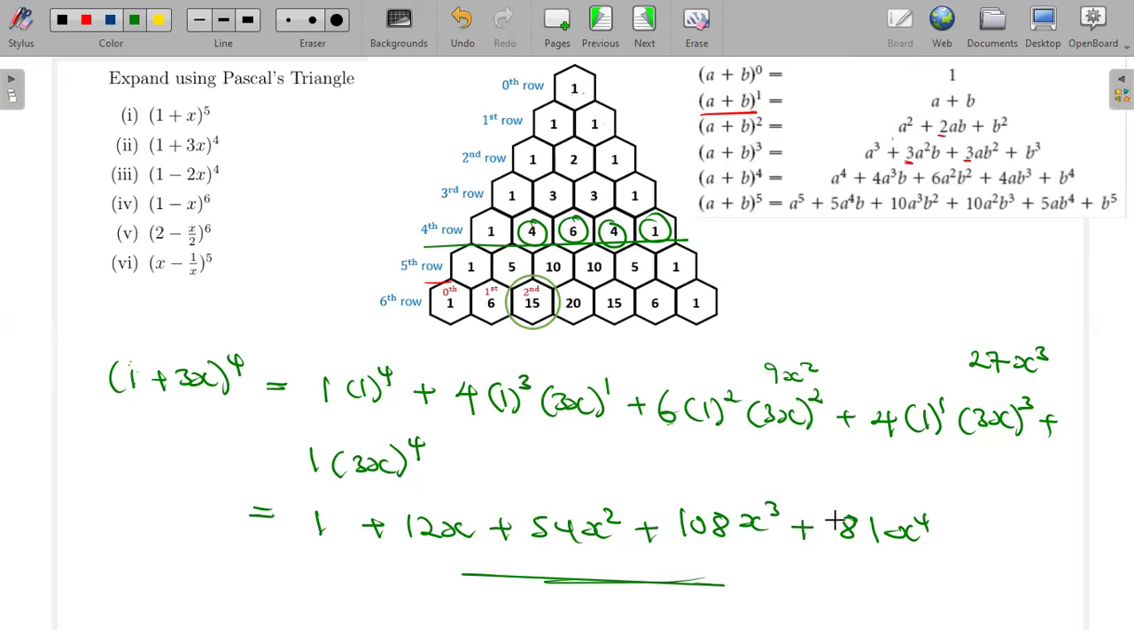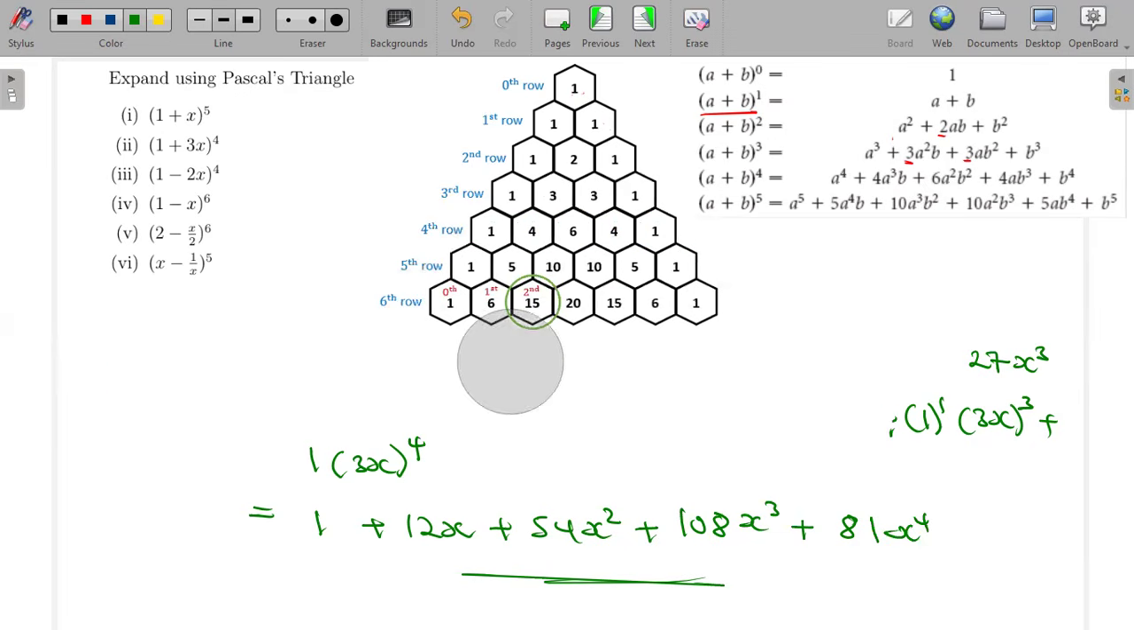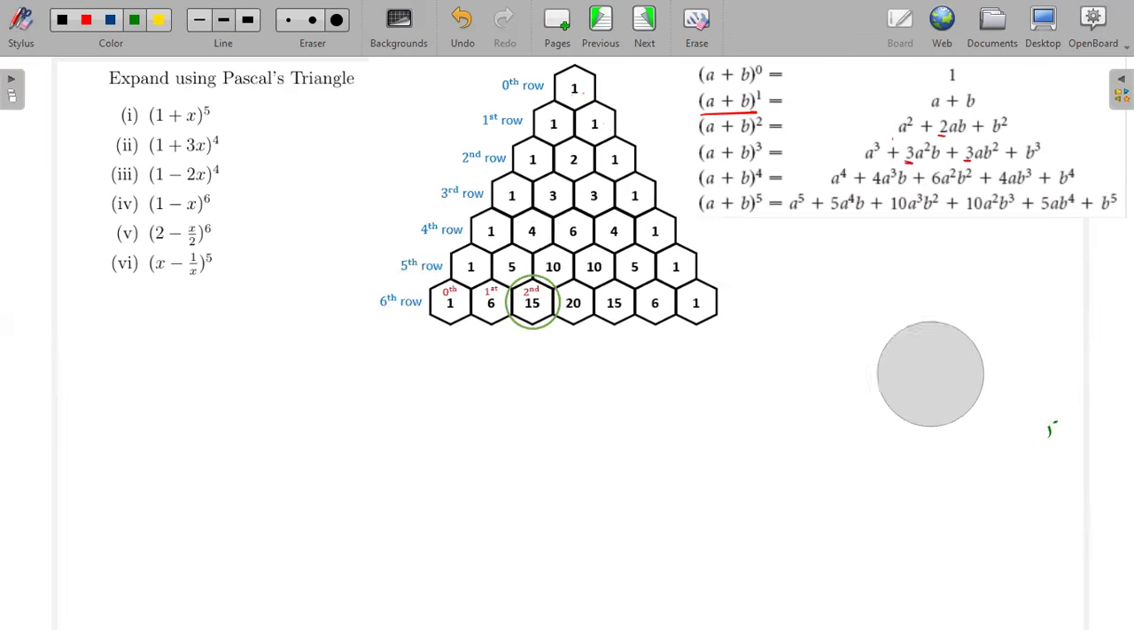Okay, so now let us move on to the next part of the question. This next part is going to be interesting because we have negative signs. So how do we do this? All right, so I erase here. So you have 1 minus 2x to the 4th, like that.